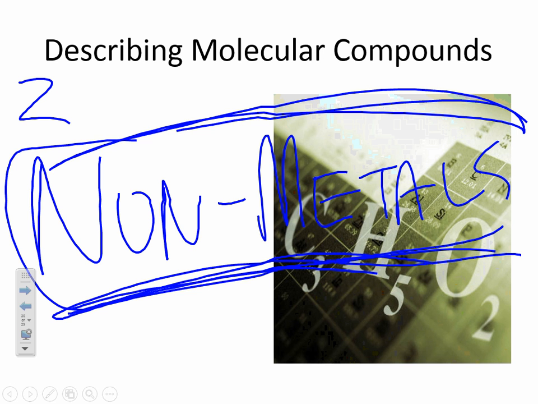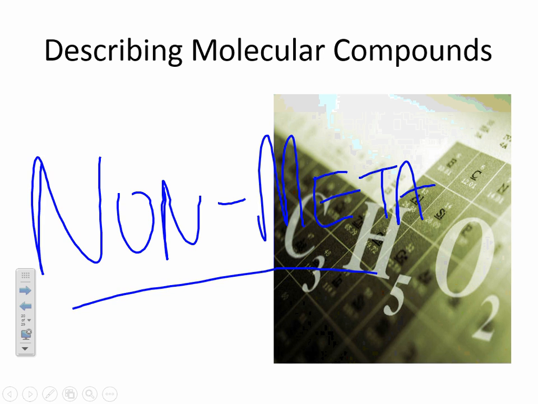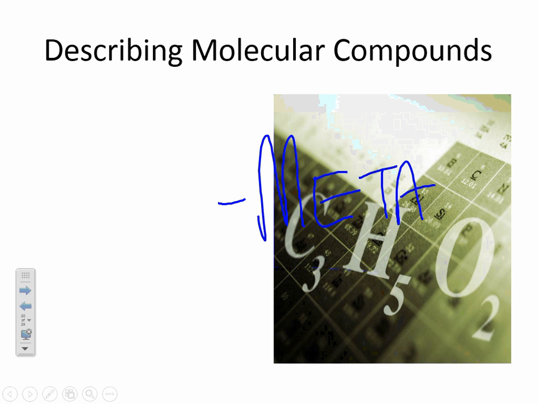Well, where are the metals, Mr. Cleonard? I don't remember where the metals are. Well, let's refresh your memory. Remember that the metals are everything to the left of the steps. The nonmetals are to the right of the steps. So if we have two nonmetals, we're going to have two elements to the right of the steps.